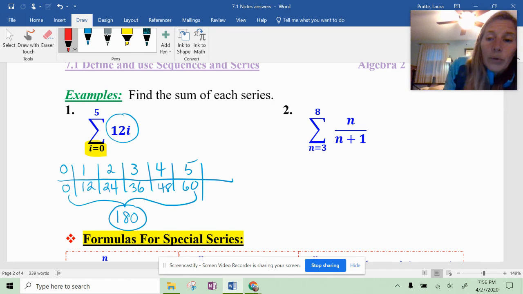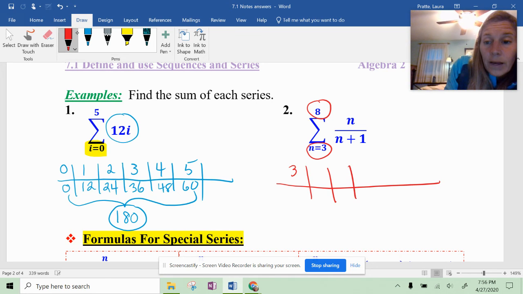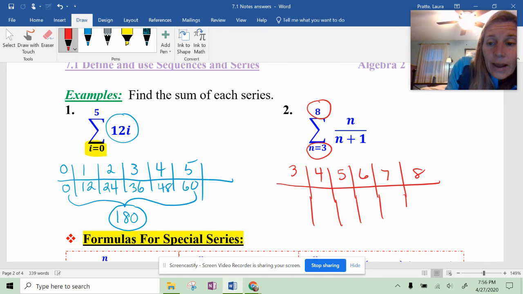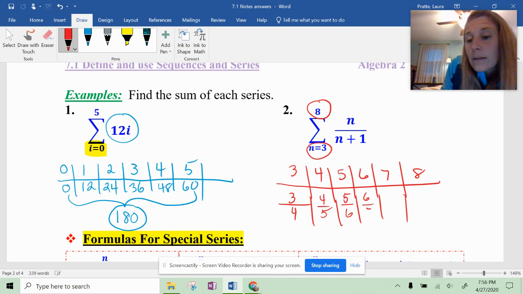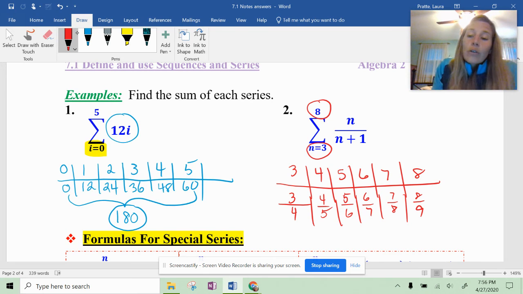Okay, so now if we're going to do number 2, we're going from 3 to 8. So 3, 4, 5, 6, 7, 8. Those are my inputs. And then my outputs are going to actually be these fractions here. So I'm going to have 3 over, and then 3 plus 1 is 4, so 3/4. Then I'm going to have 4/5, then 5/6, 6/7, 7/8, and 8/9.